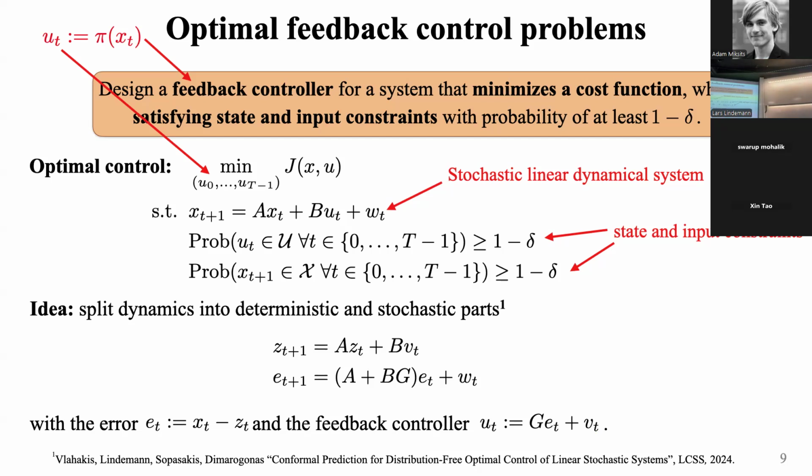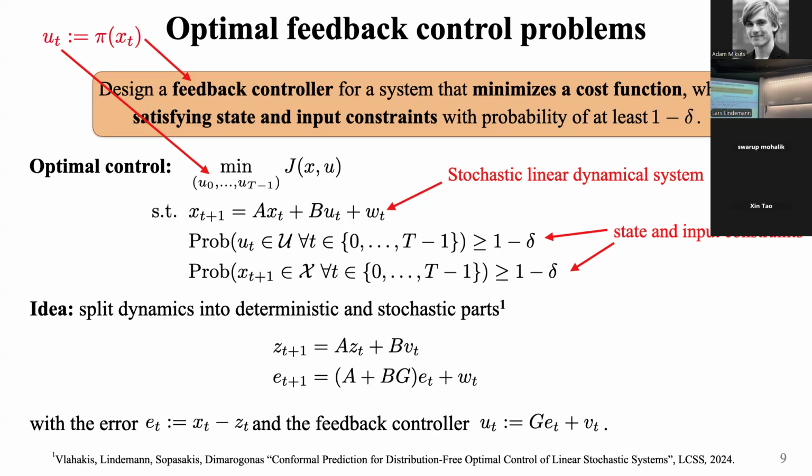Now, how do we solve this problem? Since we have linear dynamics, we can conveniently split the stochastic and the deterministic part of our linear dynamics into two subsystems that we then treat differently. So what we do is we define this error signal e_t, which is the error between our state and some new deterministic state that we're introducing. And we are also enforcing a feedback controller that has the structure of G, a feedback gain we're supposed to design, times the error that we're defining here, plus some open loop controllers v_t.